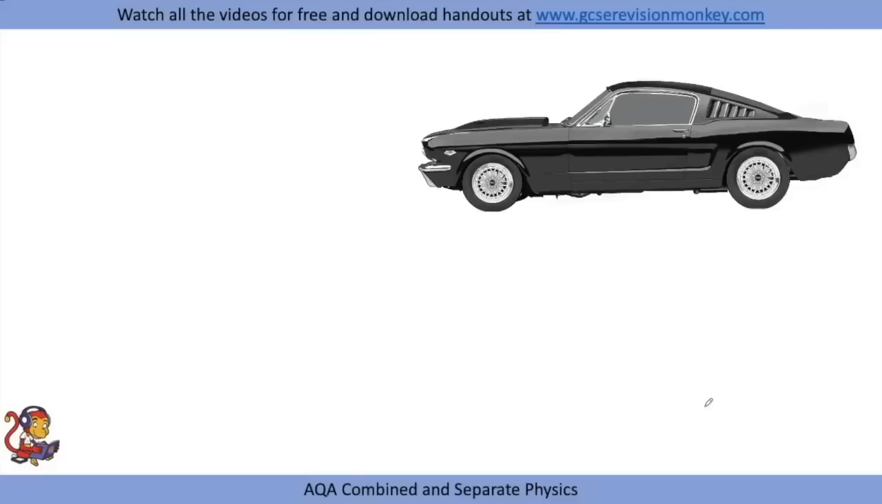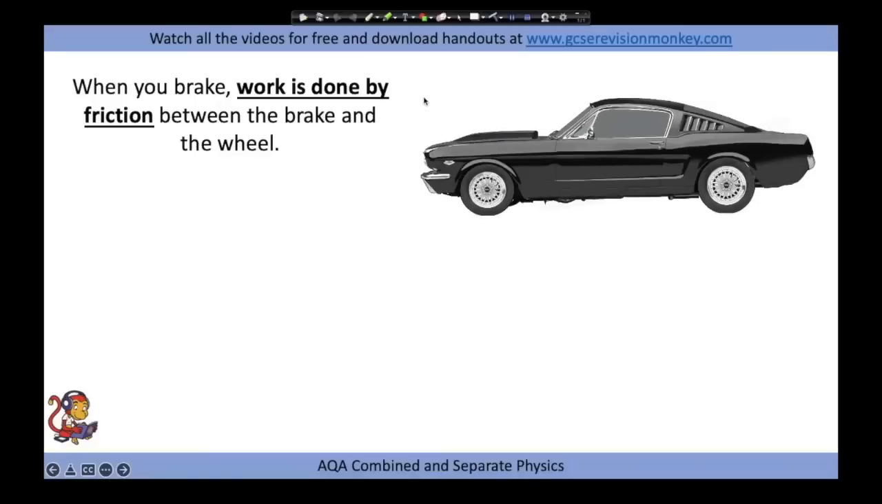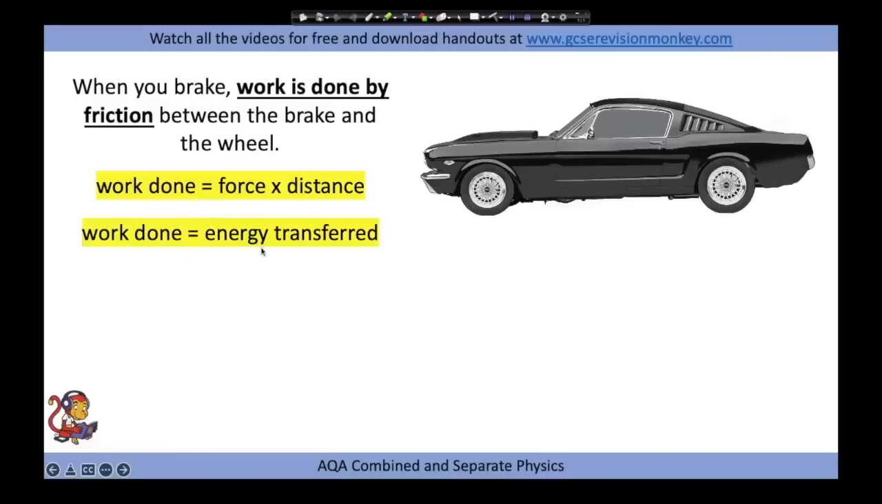When you brake, work is done by friction between the brake and the wheel, and that's because you will apply a force against the wheel to slow the car down. So you're doing work because work done is equal to force times distance. So if you apply force over a certain distance, you are doing work. And if you remember, work done is the same as energy transferred. So when we're doing work, we are also transferring energy.